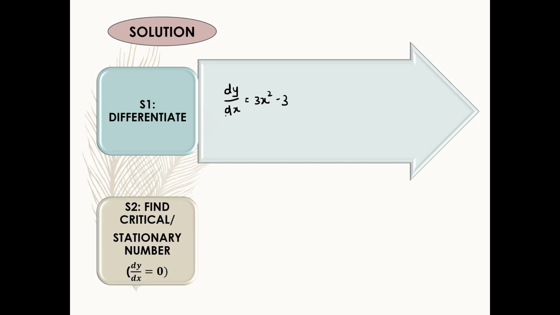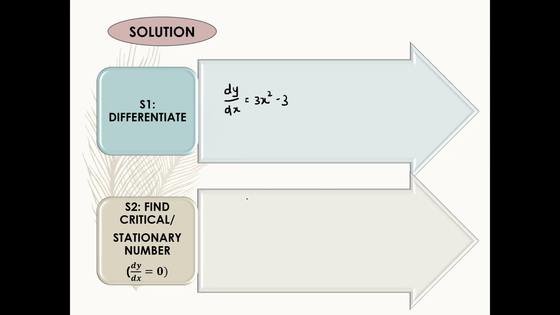And then the second step is you have to find the critical or stationary number in which dy/dx is equal to 0. So 3x squared minus 3 is equal to 0. 3x squared is equal to 3. And then x squared is equal to 1. And then x is equal to plus minus 1.